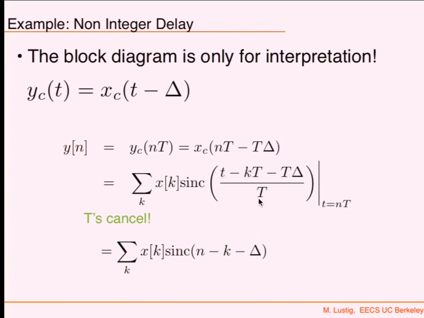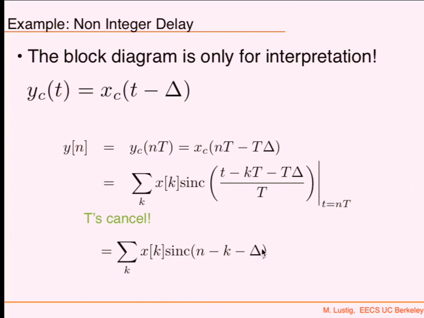All the T's cancel. Of course they cancel, because who cares what is really the time? Because it's all going to be discrete eventually. There's no real time when I do something in the discrete domain. They're indices. So the T's are going to cancel. And I'm going to get that y of n is equal to the sum of x of k multiplied by sinc n minus k minus delta. So effectively now it's a discrete convolution.